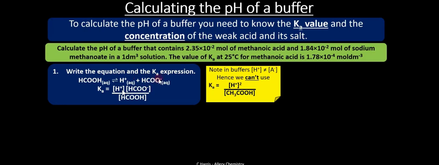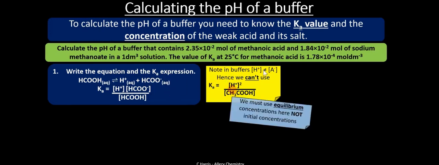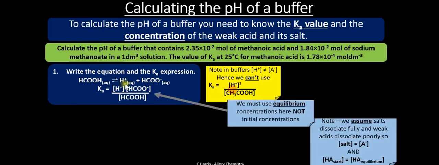So where is this coming from? The salt, the conjugate base, where is it coming from? This is coming from the salt of the weak acid. So we can't say the concentration of H plus is equal to the concentration of these, because these ones are coming from an external source. So this one is no longer valid. You can't do this. You must use the concentrations that you're given.